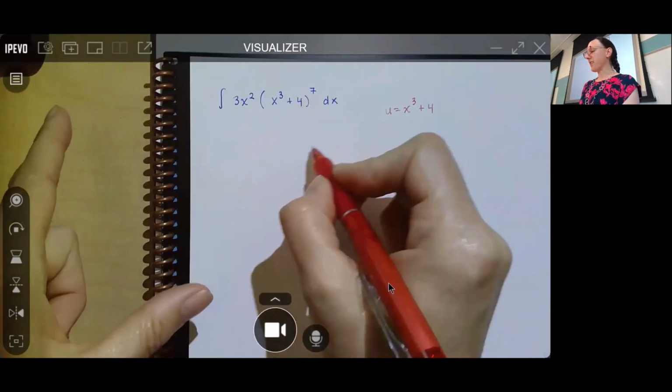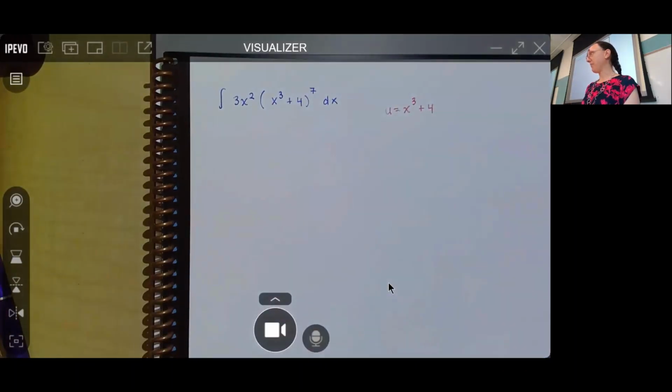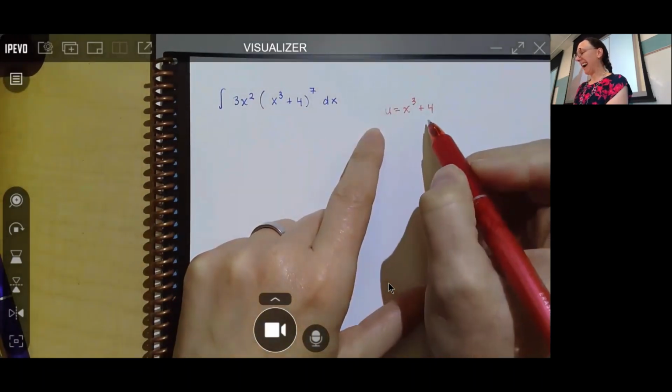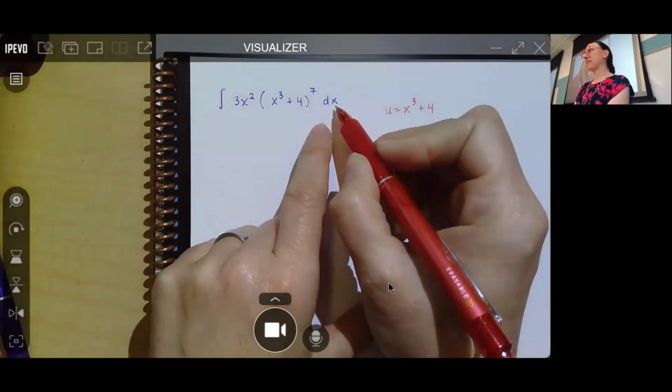Well, there are other things in the problem that I'm going to have to translate. Would it include the 7? Nope. I'm only going to take the part whose derivative is in the problem. Now I'm going to build my vocabulary list. And the way I'm going to do that, I know I'm going to have to translate that dx.